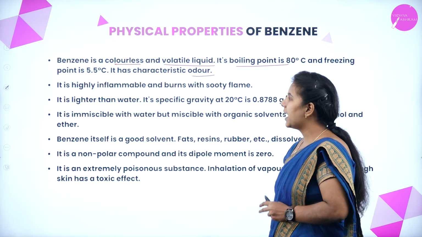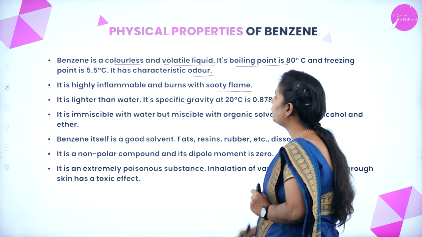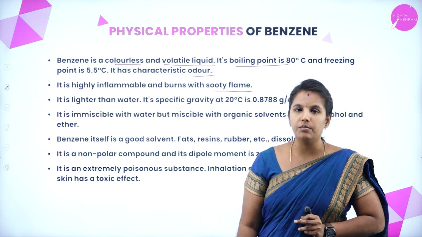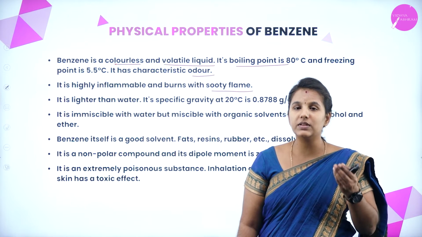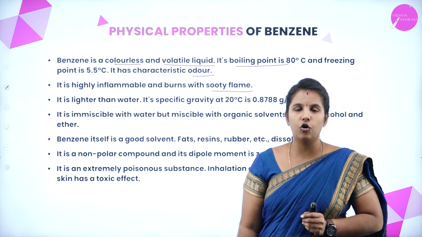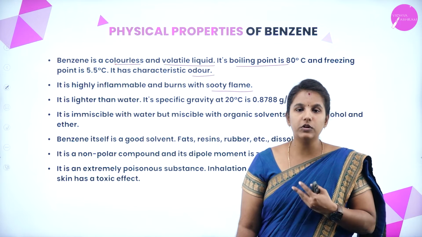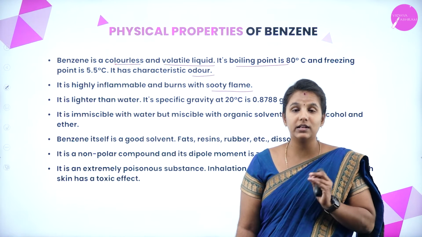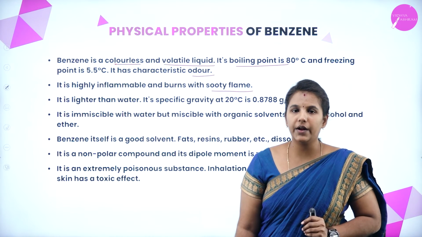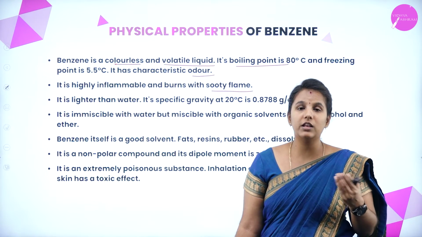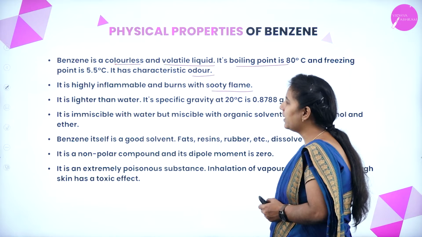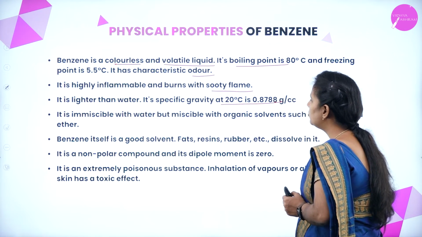And it is highly inflammable and burns with a sooty flame. If you burn the benzene, it burns with a sooty flame. What does it mean? Any substance that burns with a red flame as well as with unburned carbon particles is known as a sooty flame. You would have seen at home, when you put a new vessel on the gas stove, the entire vessel becomes very black at the end. Is it right? This indicates that the aromatic hydrocarbon, when it is burnt, produces unburned carbon in the form of a sooty flame.